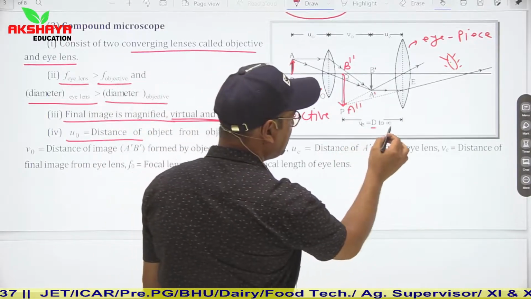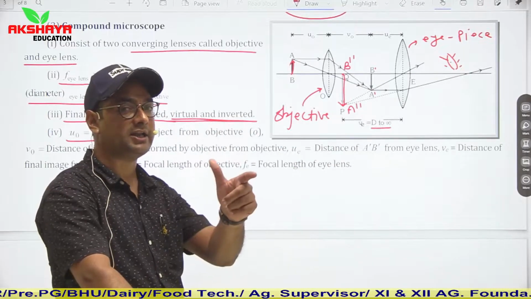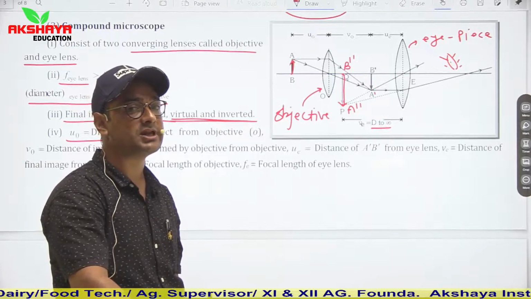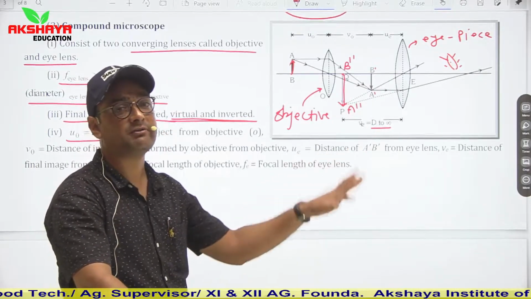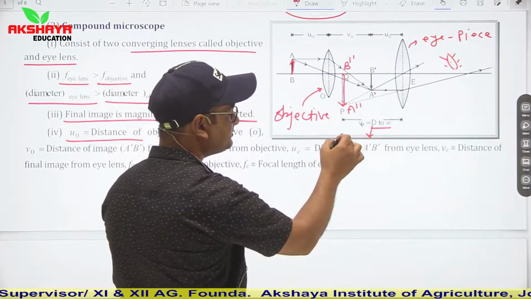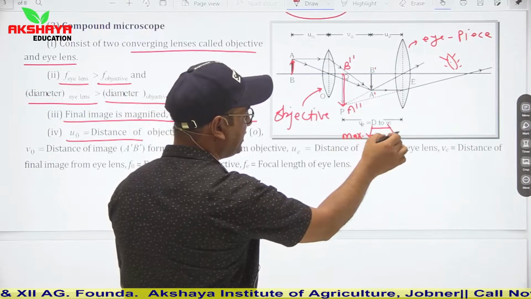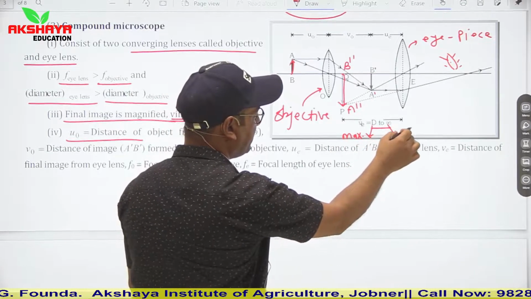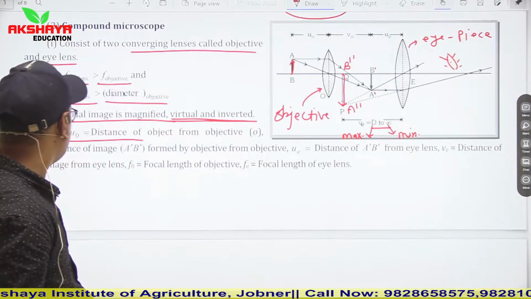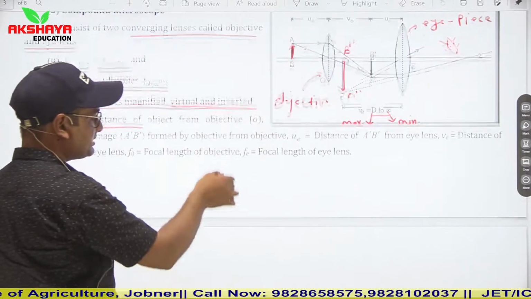Again, we can clearly see in the case of a microscope, the image can be formed between D and infinity, meaning anywhere between the least distance of distinct vision and infinity. Magnification will be maximum if the image is formed at the least distance of distinct vision, and magnification will be minimum if the final image is formed at infinity. So these are the general concepts which we have discussed.